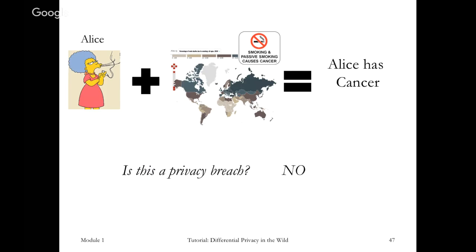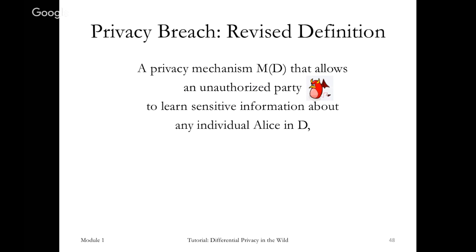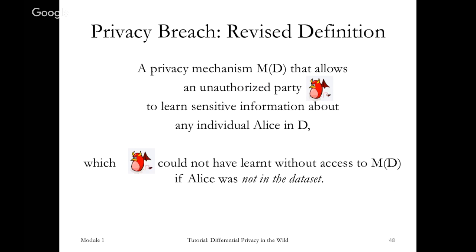So another take at a revised definition for privacy breaches could be that a privacy breach is a privacy mechanism that allows an unauthorized party to learn sensitive information about an individual, Alice, in this database, which the attacker could not have learned without access to the mechanism on an input where Alice is not in the dataset. So you can already start seeing that defining privacy is not trivial. It's fairly subtle, and that's why there's been a lot of research on defining privacy, and we'll talk about some of that during this tutorial.